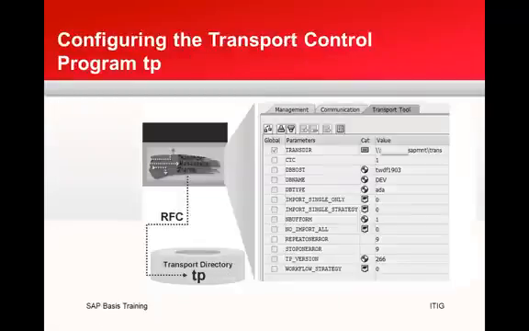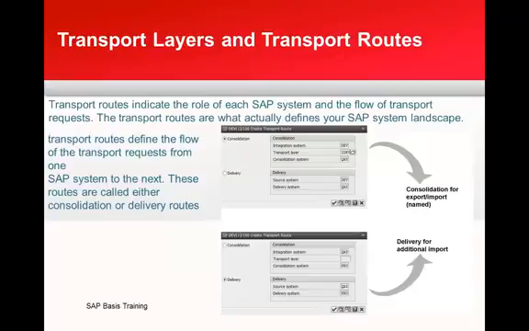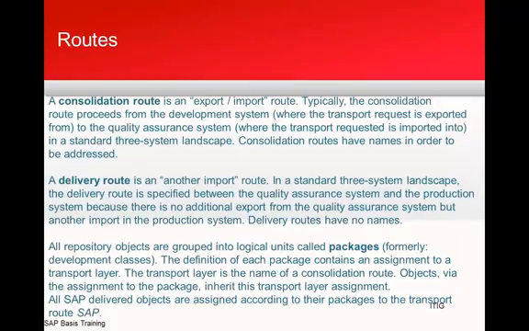Configuring the transport control program TP. So we have just seen in the transport import how this works. Okay, transport layer and transport routes. Basically here you can see this is a consolidation route, that is from your dev system to your quality system you have a consolidation route, and from the quality system to your production system you have your delivery routes. So what are these consolidation routes and delivery routes?